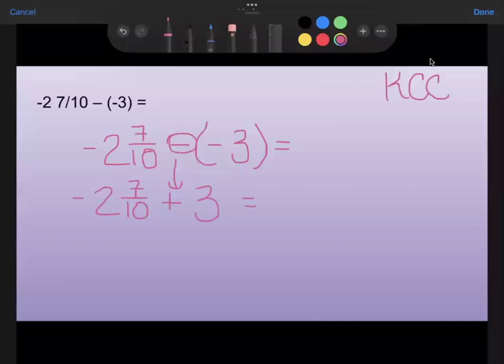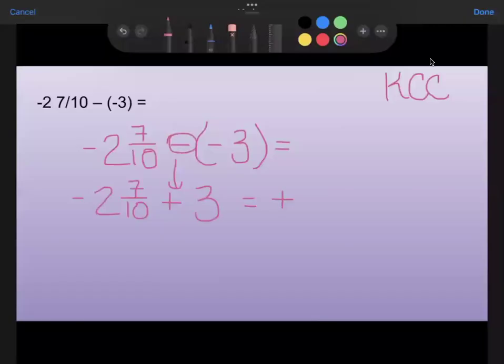Okay, so now we can use these adding integers rules. We have two different signs. We have a positive and we have a negative. So that rule is you keep the sign of the bigger number. Well, 3 is bigger than 2 and 7 tenths, and it's positive, so that means our answer is going to be positive. So I can put a little plus there just to remind myself and take it away at the end if I want to.